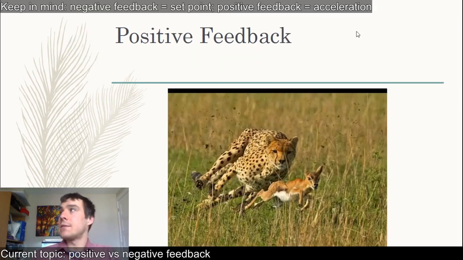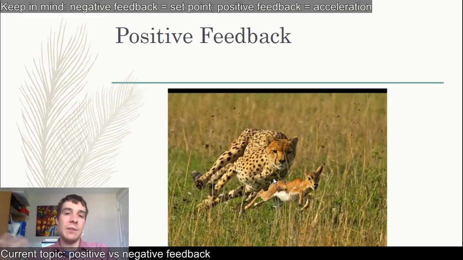Positive feedback, though, is for acceleration. So for example, the cheetah is chasing the little antelope here. The cheetah runs faster, so the antelope starts running faster, so the cheetah starts running faster, so the antelope starts running faster, and you get the idea. They feed off of each other in terms of getting faster and faster and faster.